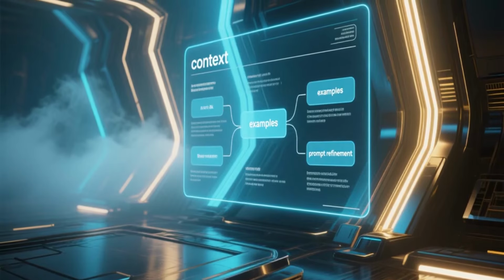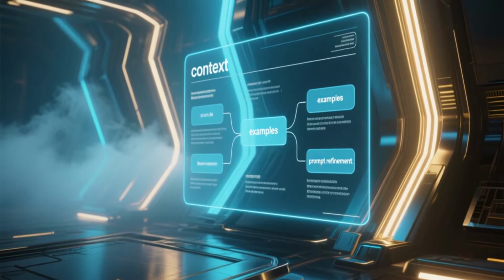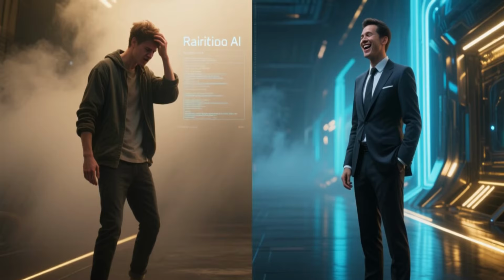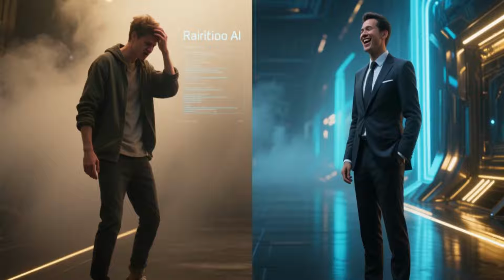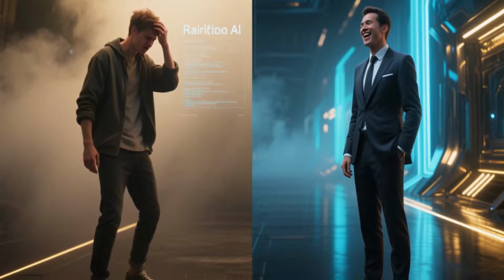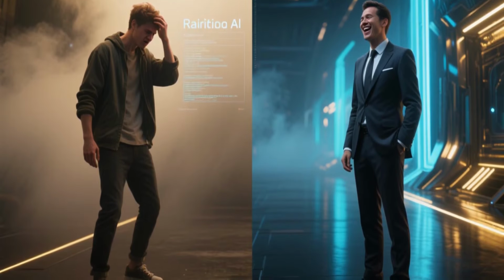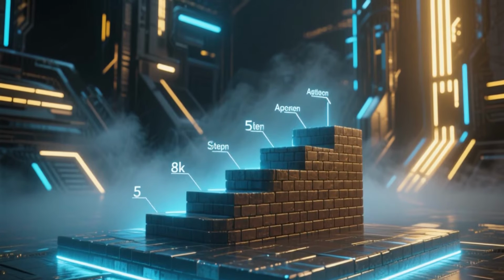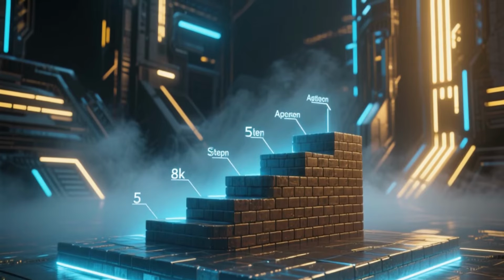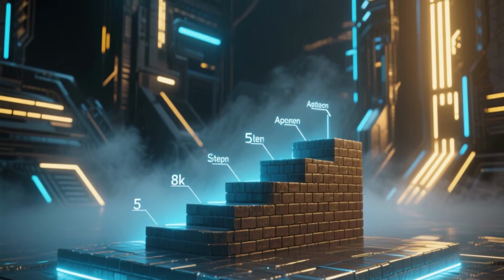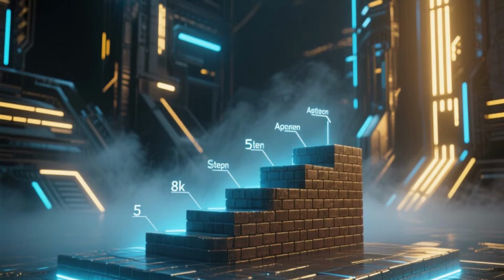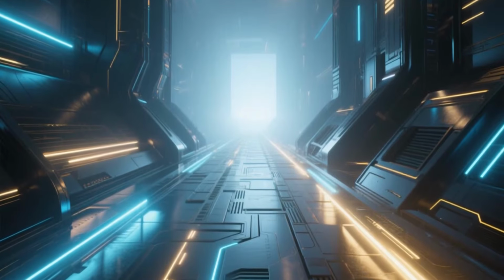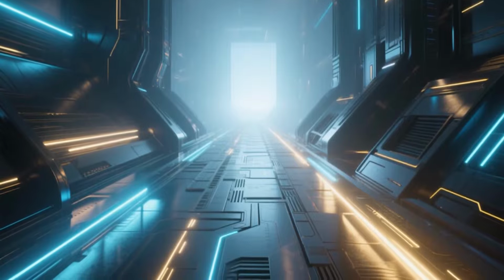You'll start automatically thinking about what context is relevant, what examples might help, and how to refine your prompts. This systematic approach takes you from someone who occasionally gets lucky with AI to someone who consistently gets high-quality, useful results. In the next sections, we'll build on this framework with more advanced techniques, but this 5-step approach will always be your foundation. Master this, and you're well on your way to becoming truly effective at working with AI.